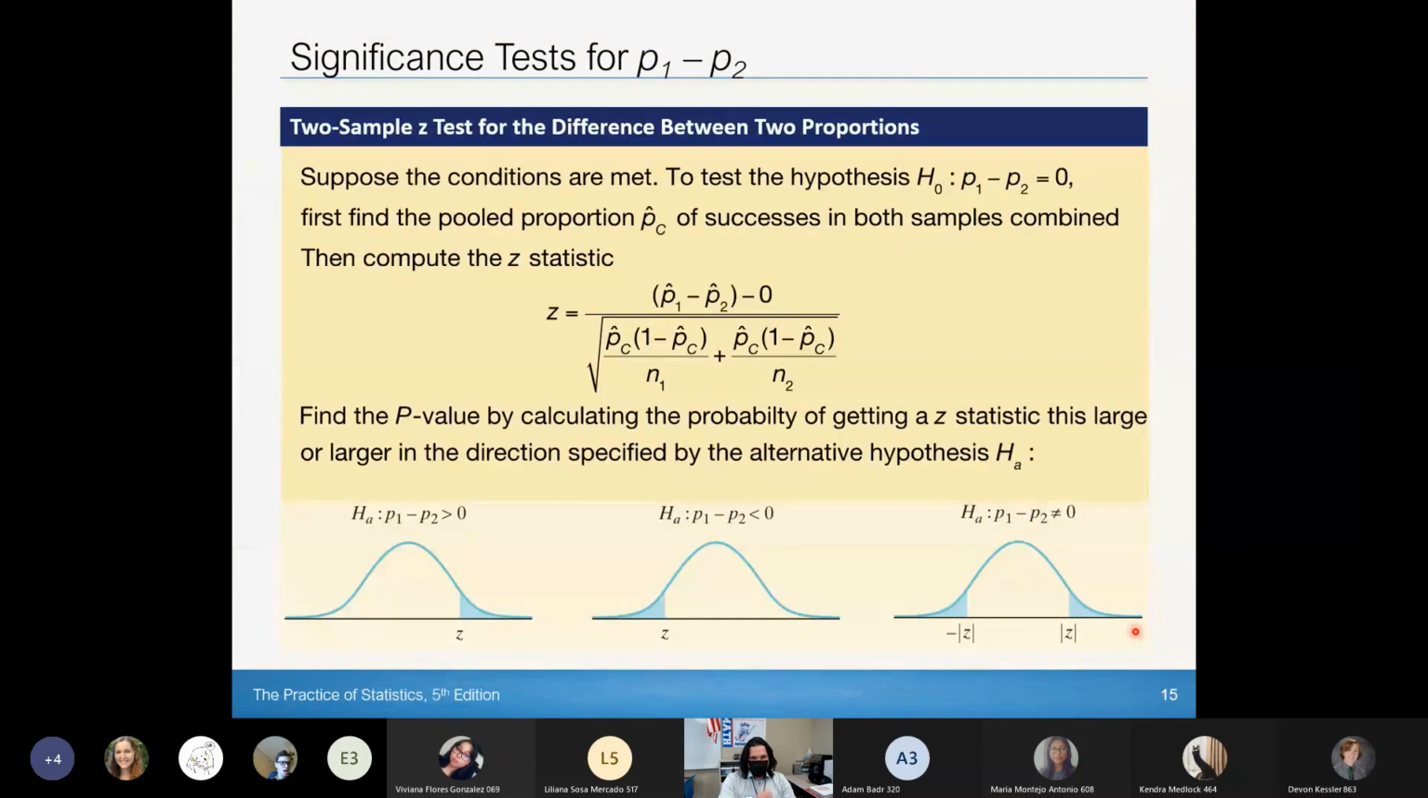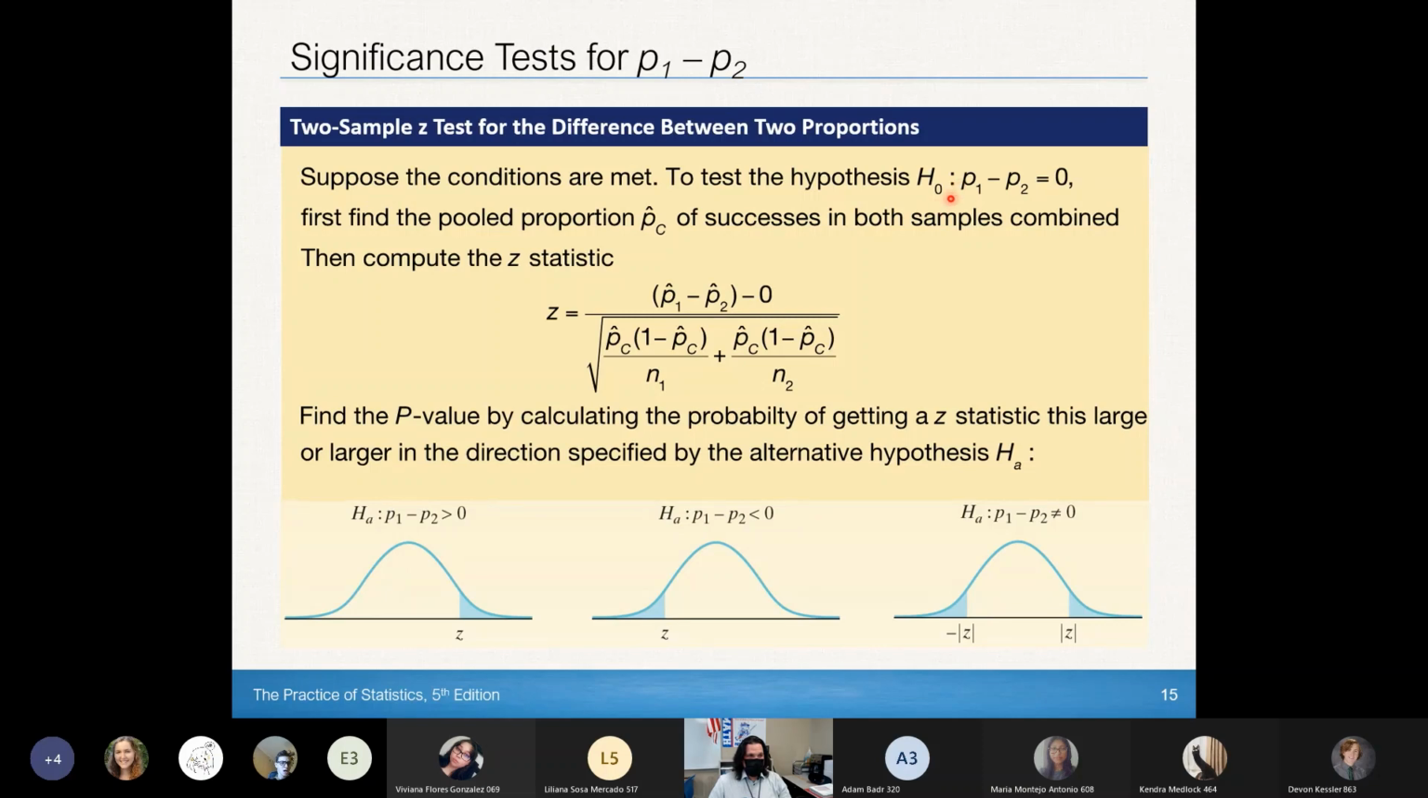We need this to construct and perform our test, to get our z statistic. And so now we have our two sample z test for the difference between two proportions. This is the inference method for our significance test. And we suppose the conditions are met.